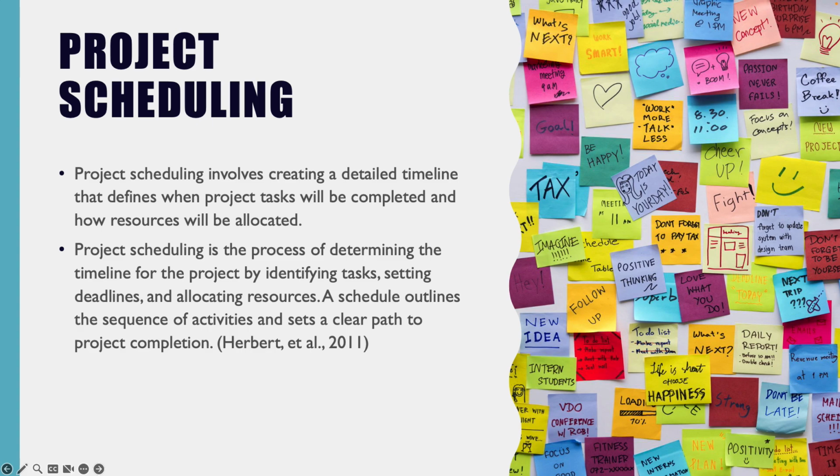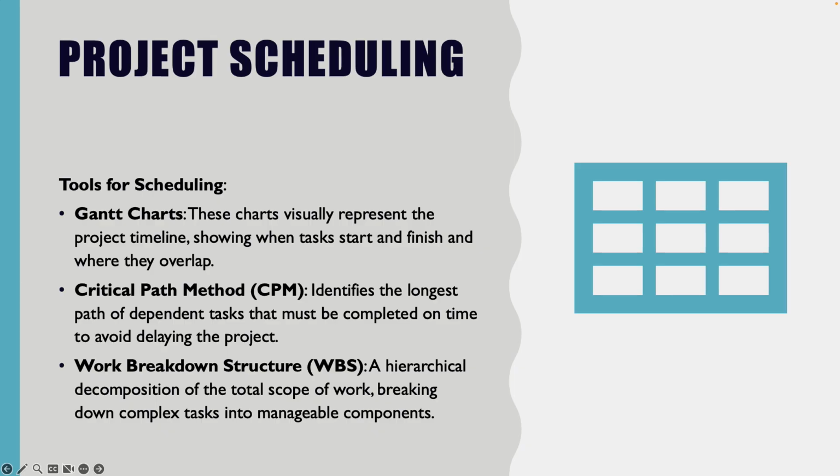This schedule is like a roadmap, helping us as PMs understand which activities depend on others and when milestones should be met. So these are several powerful tools used for project scheduling. First, Gantt charts. These charts provide a visual representation of the project's timeline, showing the start and finish dates for each task, as well as anything that overlaps between them. They make it easy to see when tasks are running in parallel and which ones depend on one another.